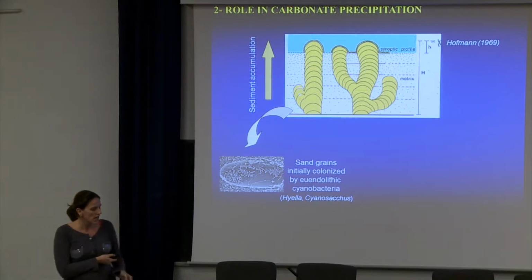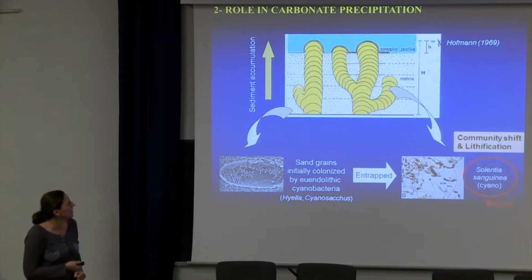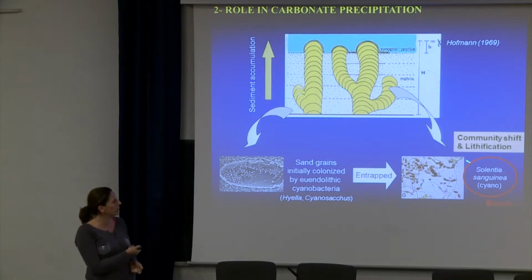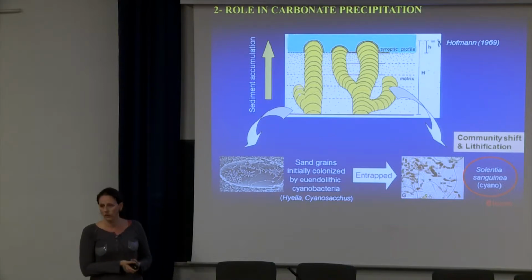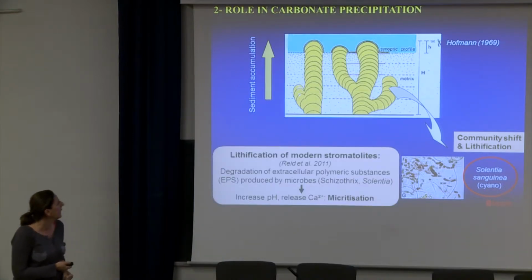And once the sand grains get entrapped in the stromatolite, the sand grains get more stabilized, and there is a shift in the community of euendoliths and a dominance of the cyanobacterium called Solentia sanguinea. Then the lithification process starts.